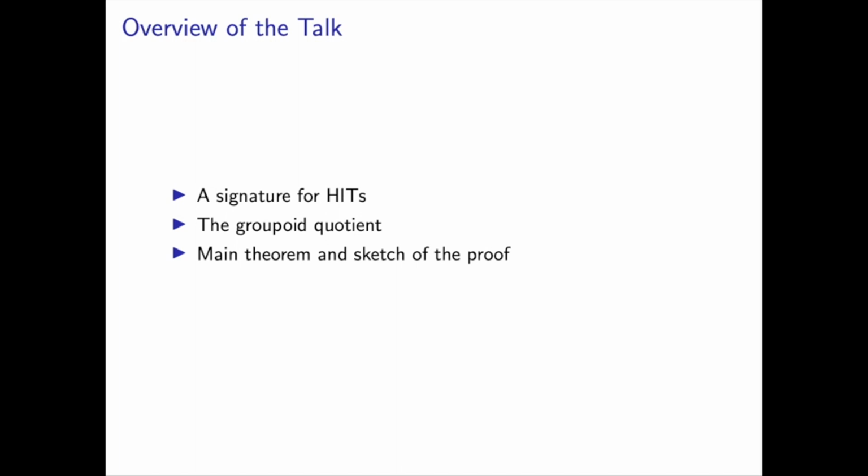We start by giving a signature for higher inductive types. After that we discuss the Groupoid Quotient, which is the main tool we use to construct higher inductive types. And we finish by formulating the Main Theorem and giving a sketch of the proof. We also highlight some interesting steps in the proof.